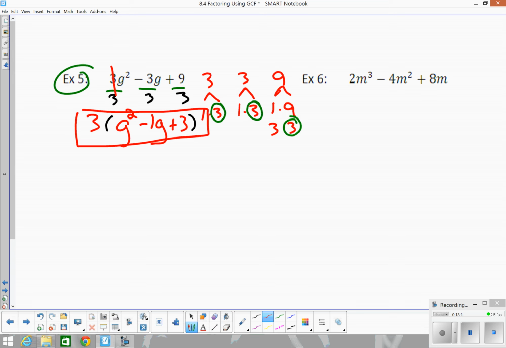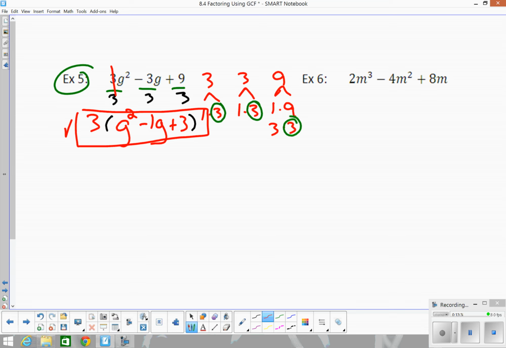So just like I said, if you multiply it back out, it should give you 3g squared minus 3g plus 9. 3 times g squared is 3g squared. Cool. 3 times negative 1g is negative 3g. Awesome. 3 times 3 is positive 9. So I am A-okay.